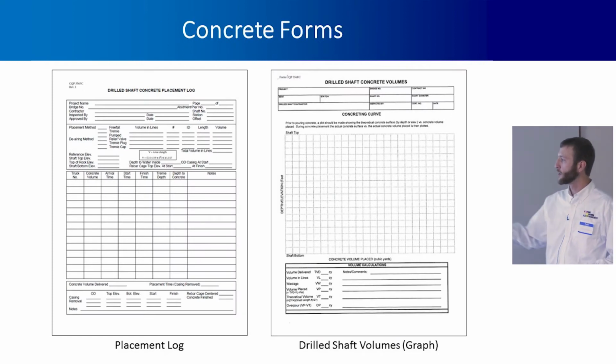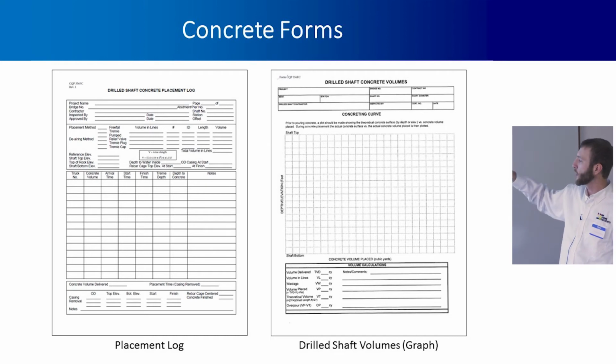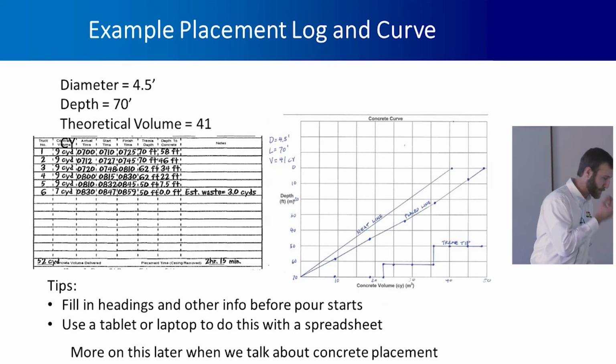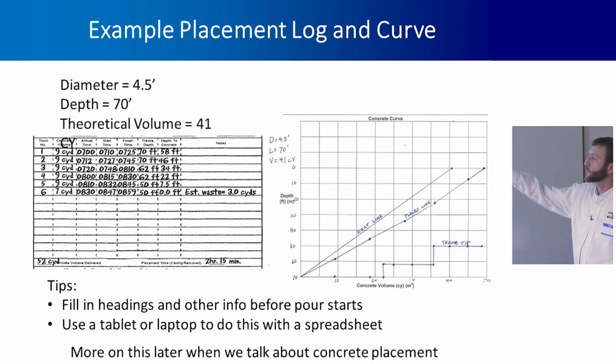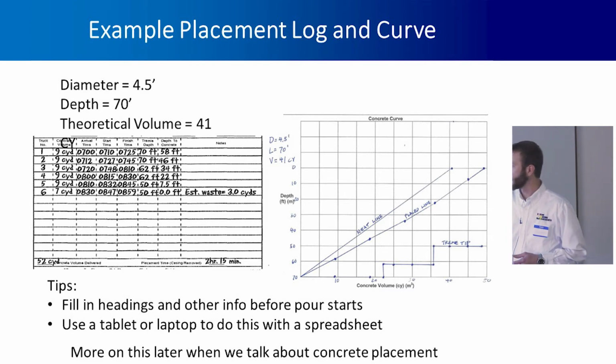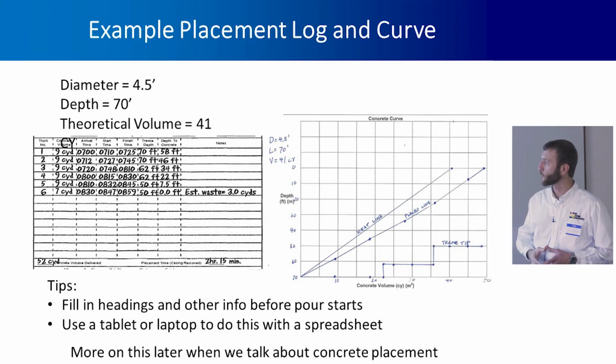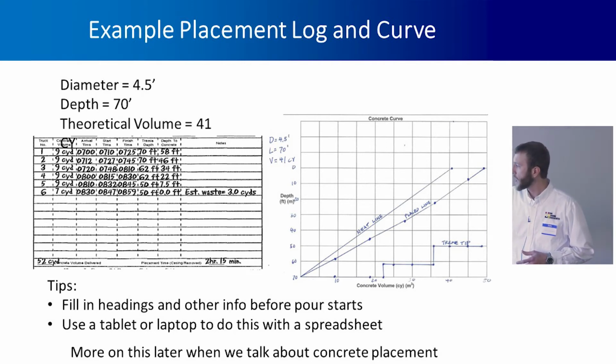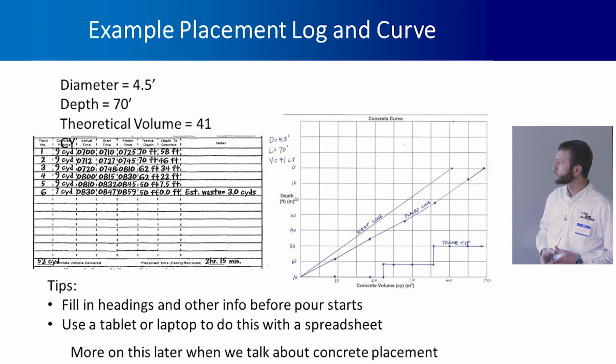Concrete forms, so we have a placement log and then a plot that goes with that to record the volumes of concrete. I've got an example of that filled out here. So basically we're keeping a record of the volume of concrete placed in the shaft, and the depth or elevation either works, just as long as you're being consistent with what you're referencing to. And we want to plot that on a concrete curve.